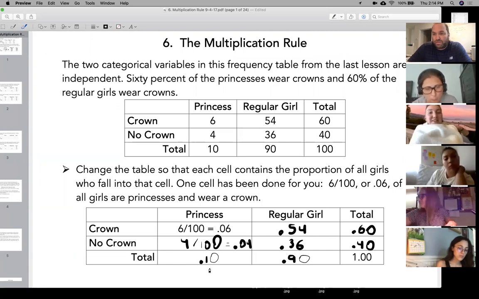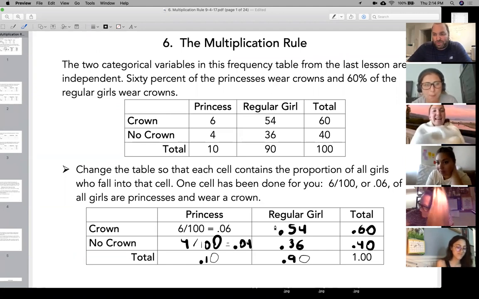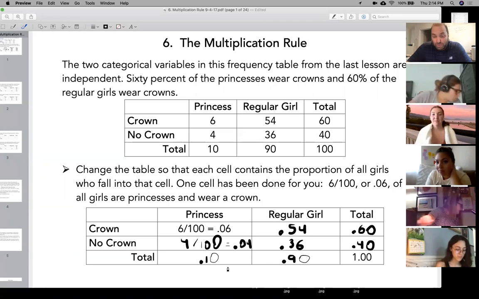Okay, so we have 6%, 4%, 54%, 36%, a total of 60% here, a total of 40% here, a total of 90% here, a total of 10% here, and of course overall it's 100%, which is 1.00.